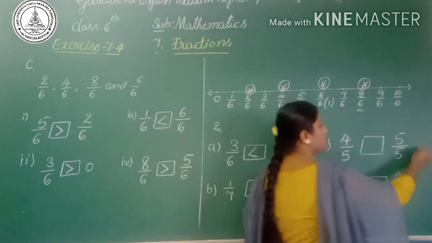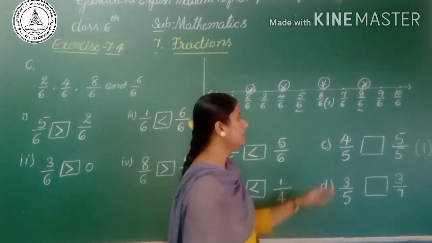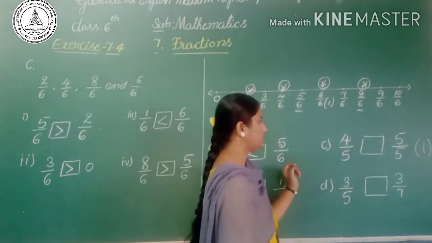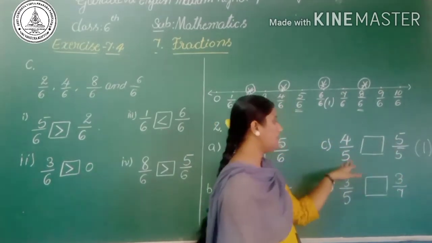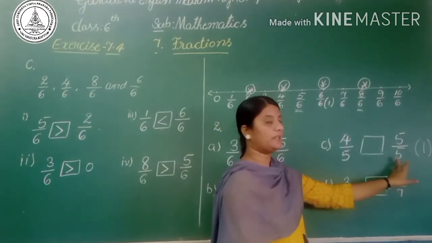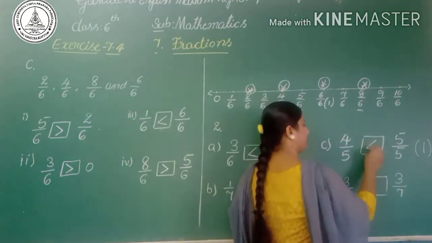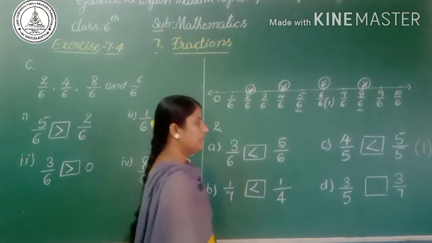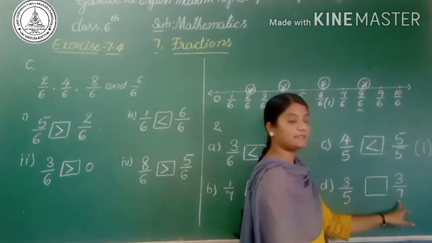So 5 by 5 means we know that it is a whole part, one part, right? 4 by 5 and 5 by 5. These two are like fractions. 5 by 5 having the greater numerator 5, so it is the greater fraction. Okay. The next, fourth one, 3 by 5 and 3 by 7.